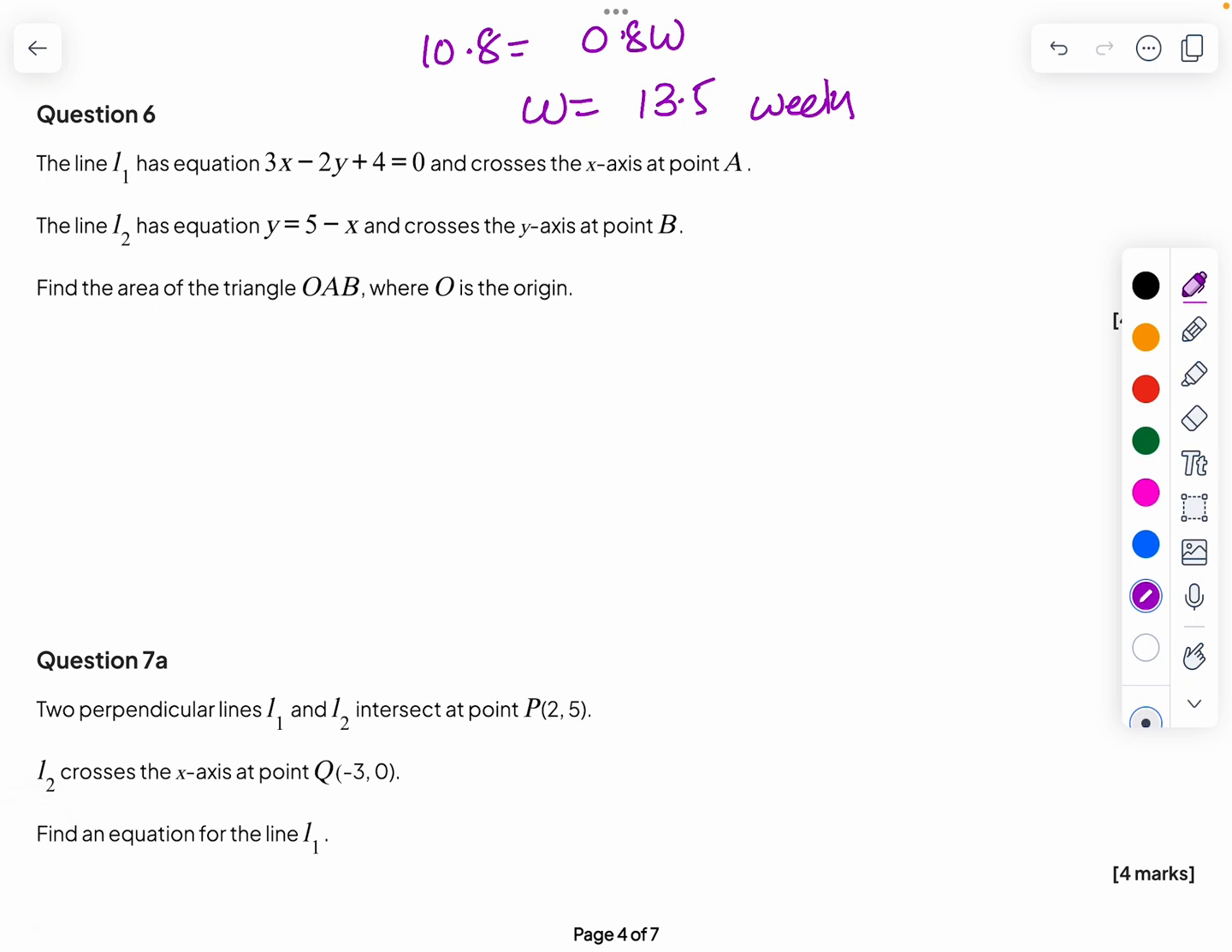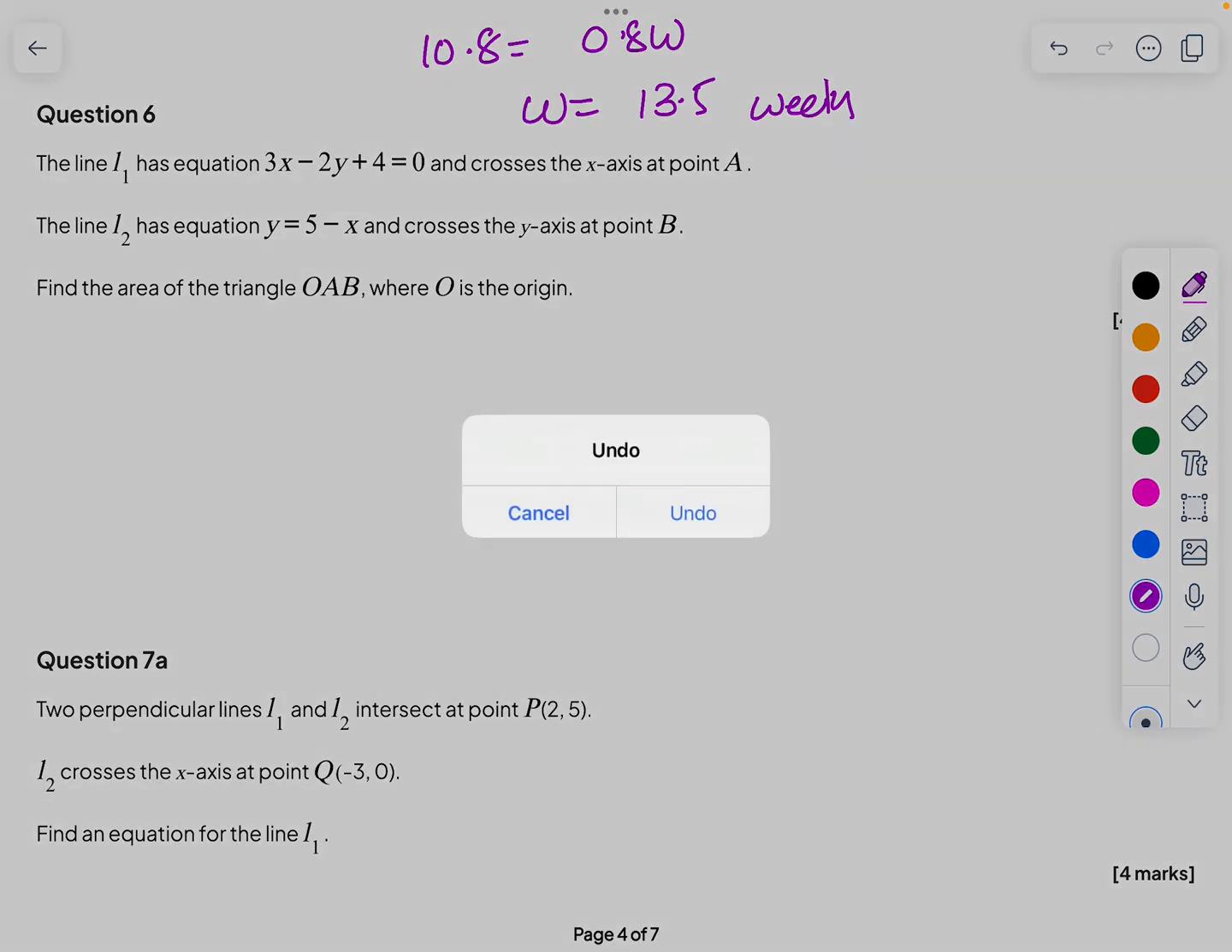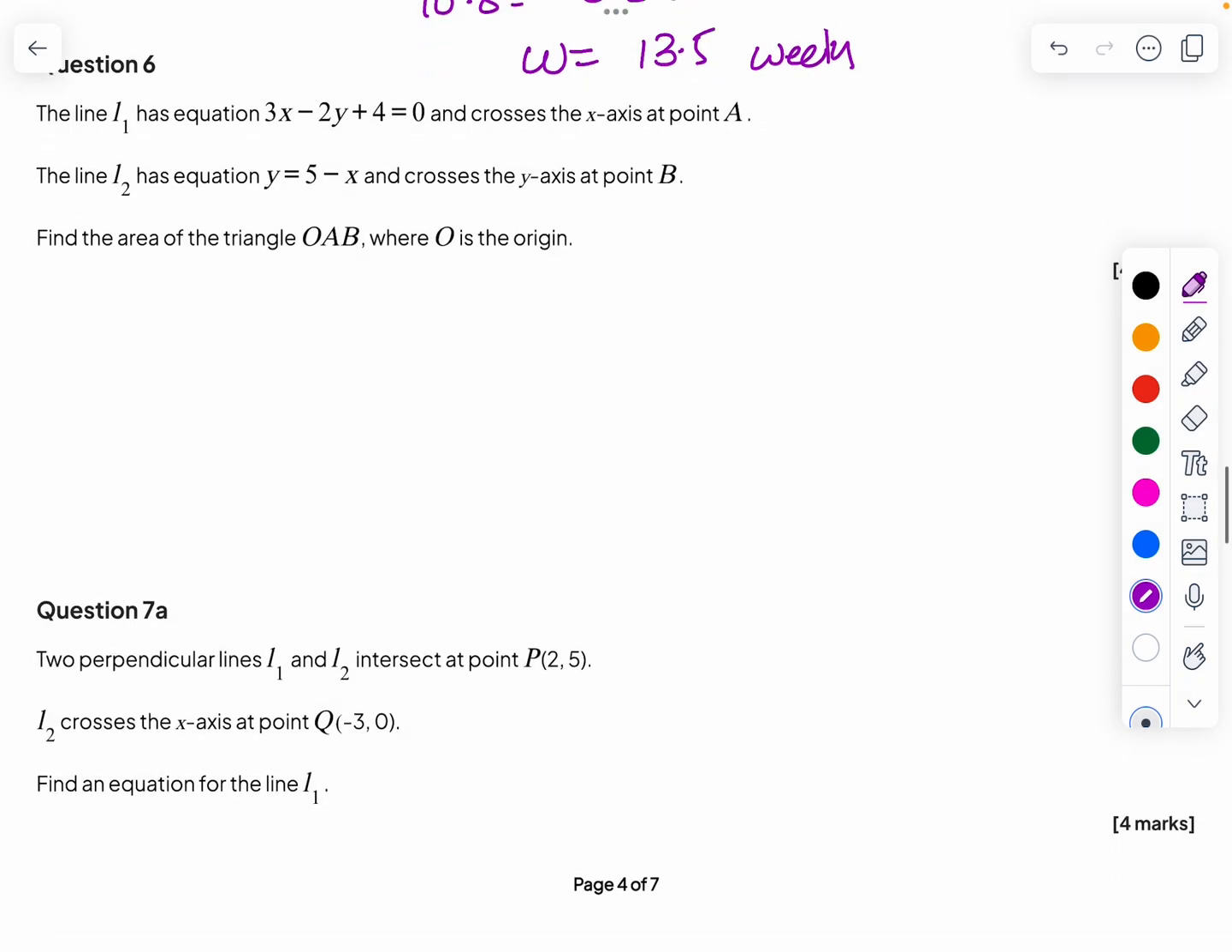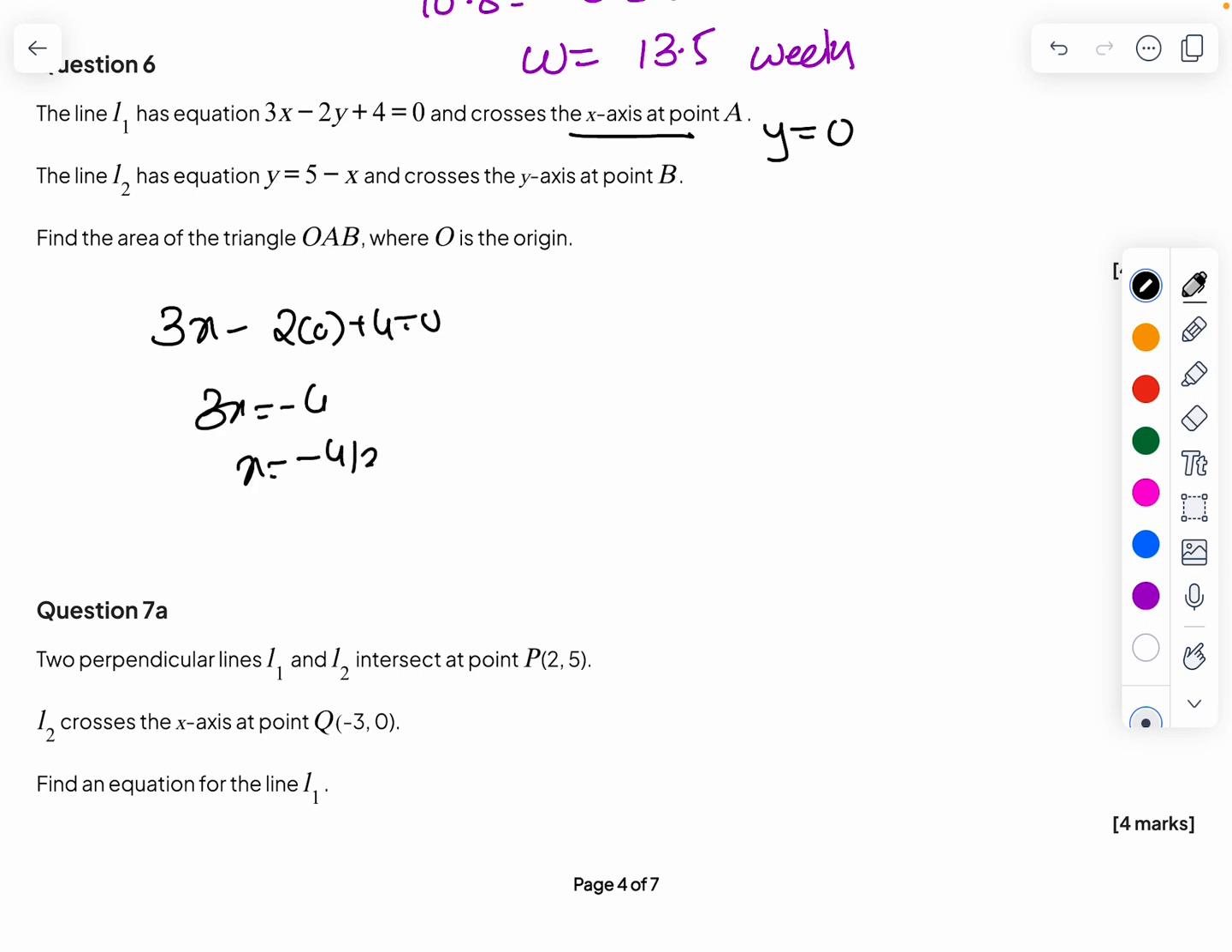Question number 6. The line L1 has an equation given in the question, and L2 has this equation. L1 crosses the x-axis. X-axis means y equals 0. So substitute 3x minus 2 times 0 plus 4 equals 0. 3x equals negative 4. x equals negative 4 upon 3. Negative 4 upon 3 comma 0 is A.